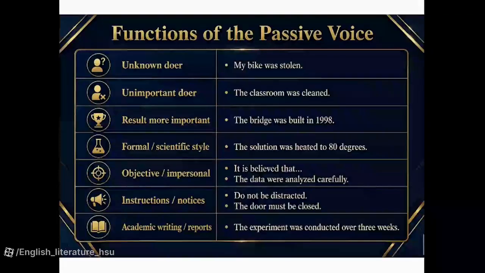And we can see different functions of the passive voice. Of course, we mentioned them before, but let's review them. When the agent is unknown, when the agent is unimportant, or when the results are more important, we use the passive voice. Look at the examples. For unknown agent, my bike was stolen. We can't see any agent here, right? For unimportant agent, we have the classroom was cleaned. For results more important, the bridge was built in 1998.